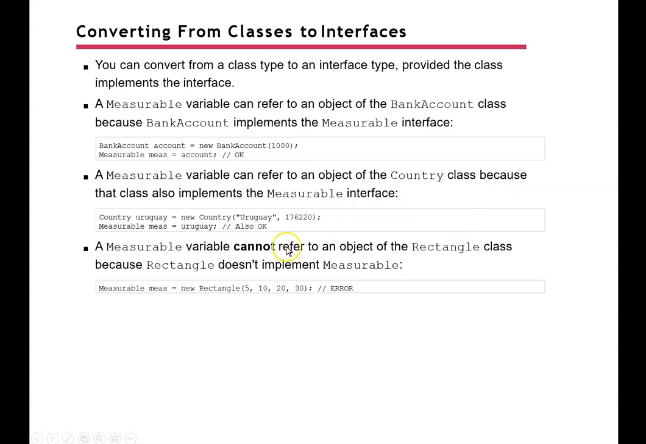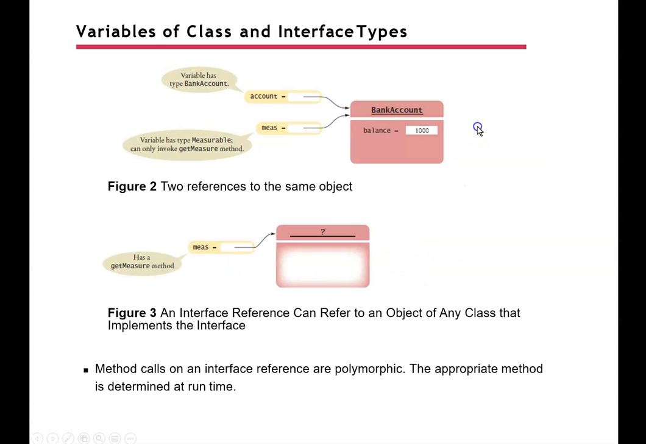A Measurable variable cannot refer to an object of the Rectangle class because Rectangle doesn't implement Measurable. If the variable has type BankAccount, you can use all its methods. If the variable has type Measurable, you can only invoke getMeasure. It can't see any of BankAccount's other methods. Two references to the same object, but an interface reference can refer to an object of any class that implements the interface but can only see the interface methods.